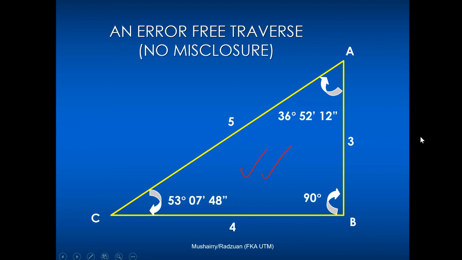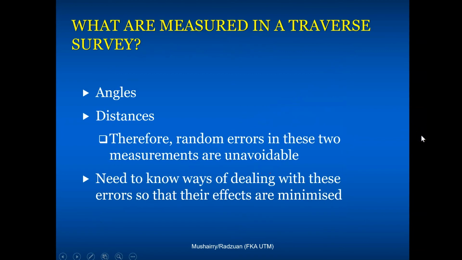You might be one in a million, but in normal circumstances, it's something you don't expect to happen. Before we go further on error treatment or error analysis, let's sit back and think about it. What do we measure in a traverse? We measure angles, we measure distances. Therefore, random errors in these two measurements are unavoidable. We cannot avoid them, and we have to know how to deal with them so that the effects on our final answers will be minimized.